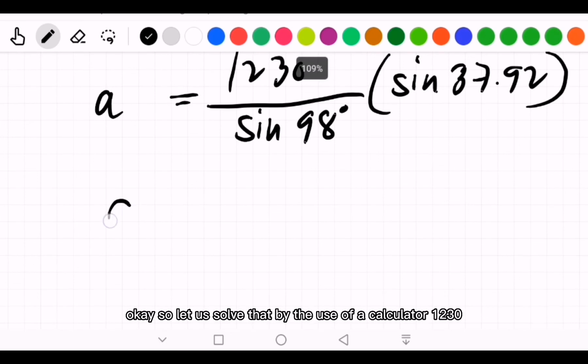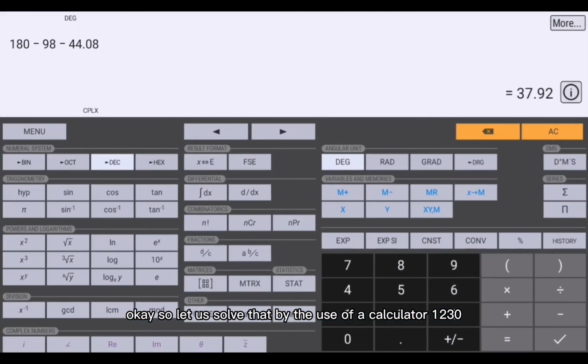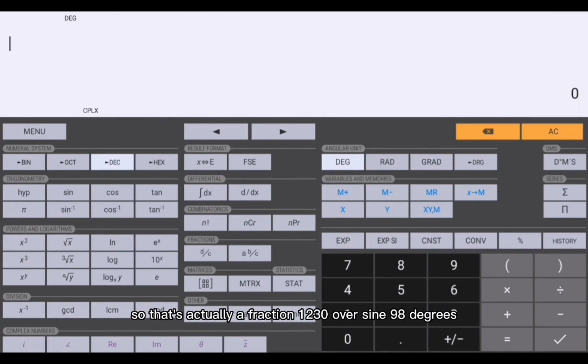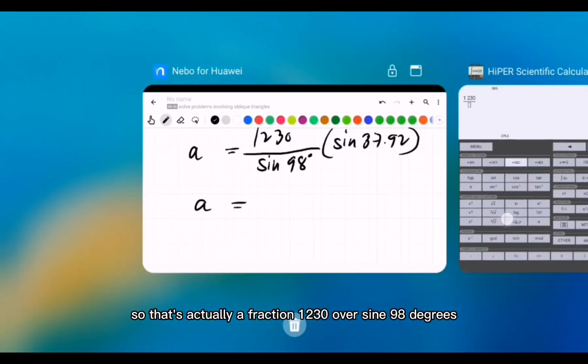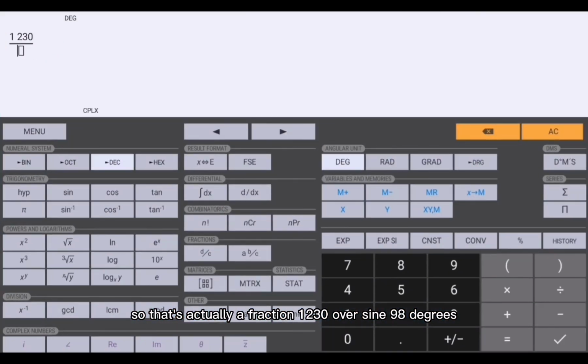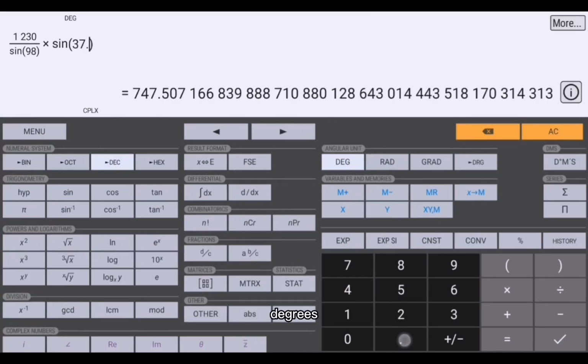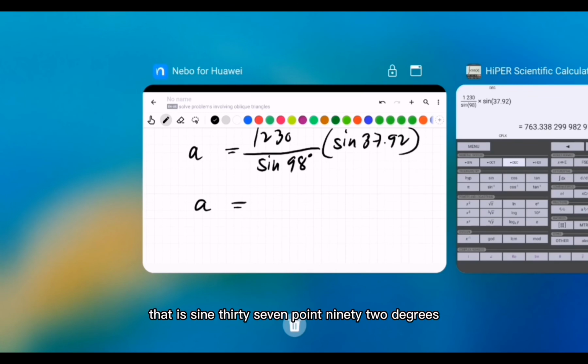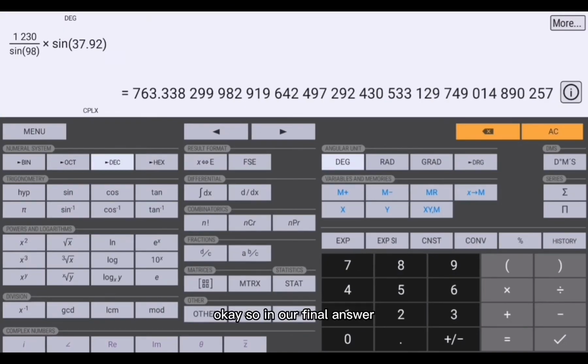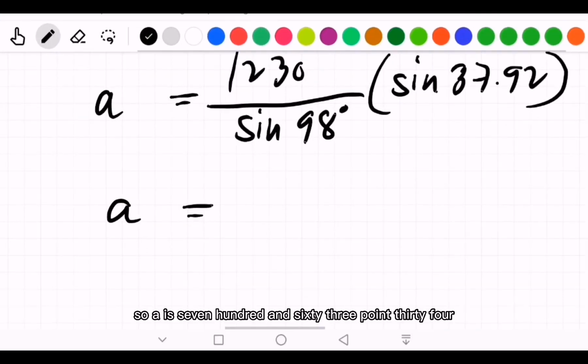Okay, so let us solve that by the use of a calculator. 1230, so that's actually a fraction, 1230 over sine 98 degrees times sine 37.92 degrees. Okay, so in our final answer, rounding this off to the nearest hundredths, that is 763.34. So A is 763.34.